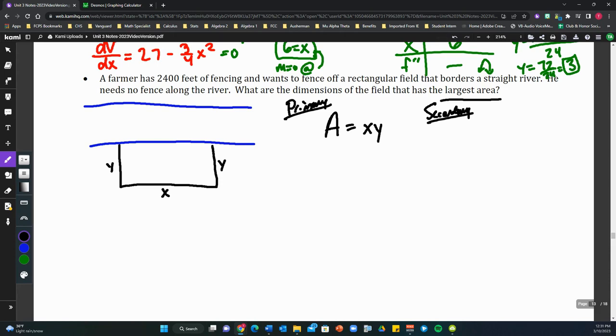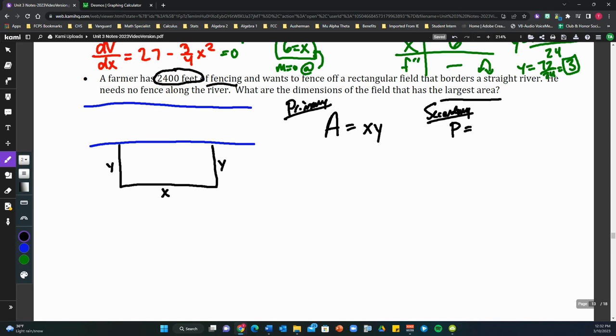But the idea of the secondary equation is it's just some other way that expresses a relationship between all of these input variables so that we can solve for one and replace in the primary. So in this case, the other piece of information that we know about is this footage of fencing. So fencing is like the distance around. So this is like the idea of perimeter.